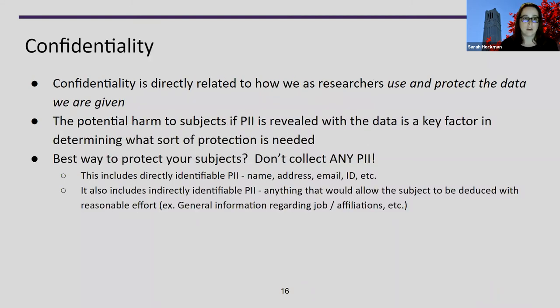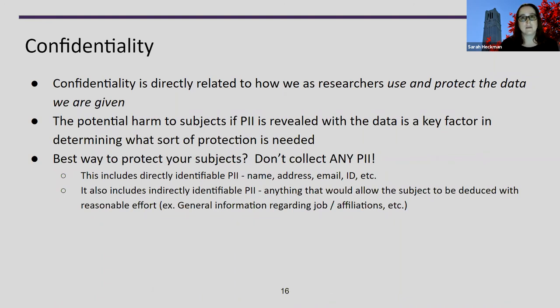We also have to be concerned with confidentiality, and this is how we as researchers use and protect the data that we are given. We need to identify any potential harm to subjects if personally identifiable information is revealed with the data that we're collecting. And so that determines the type of protection that is needed. The best way to protect your subjects is to not collect any PII. However, in some cases that might be challenging because we need the PII to tie together data over time. But where possible, you should try to remove the collection of PII.